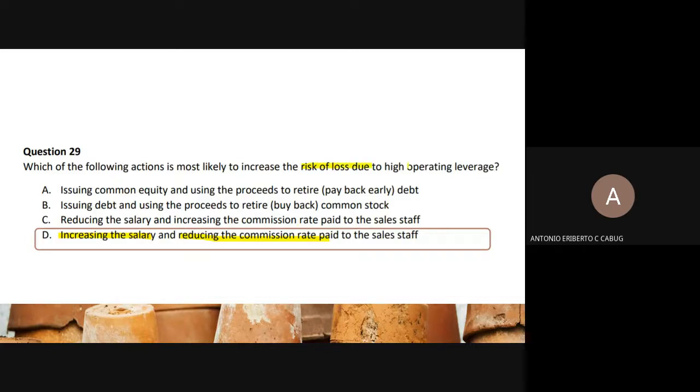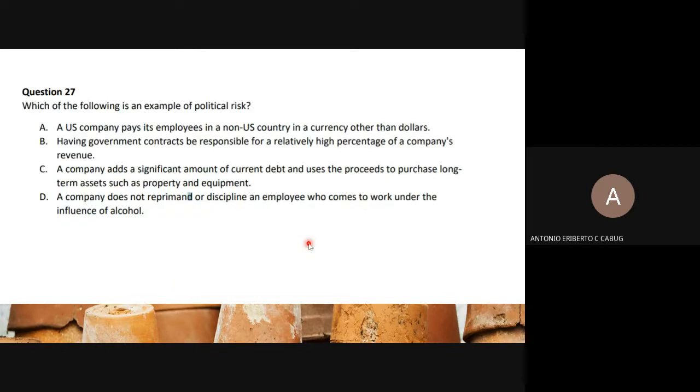Risk of loss due to high operating leverage. Wala kang benta, mataas pa rin gastos mo. That happens when you increase the salary, which is a fixed cost, to replace the commission rate. Sabihin mo, ay, taasan ko ang sahod niyo, bawasan ko yung commission. Paano kung walang benta? Kawawa ka. The company will suffer a loss. Correct answer is letter D. Very good so far. Everyone, tumatama naman.